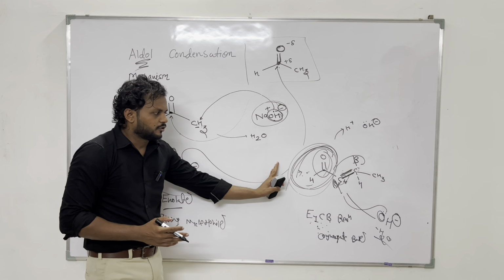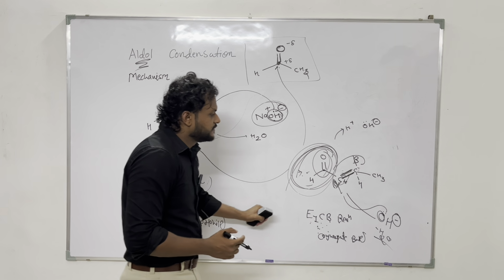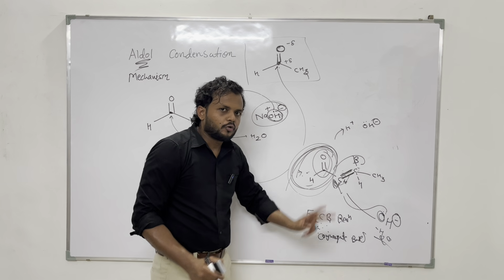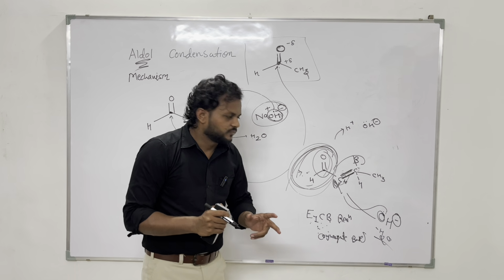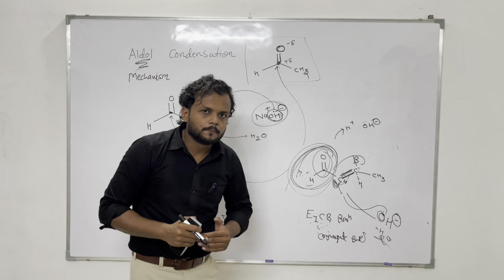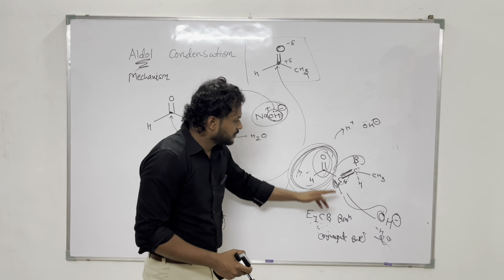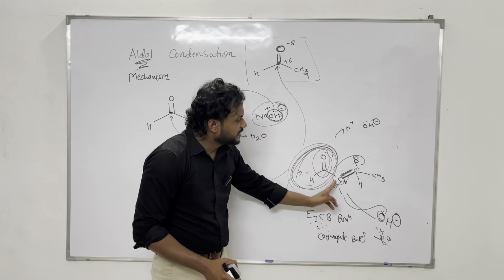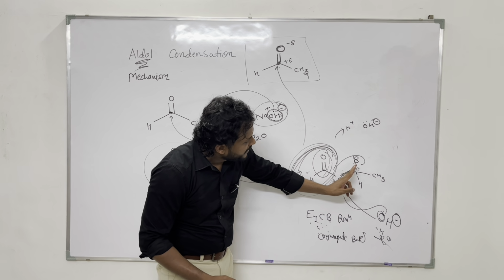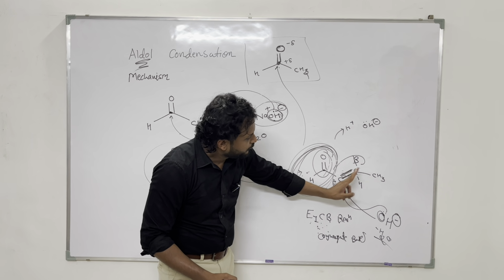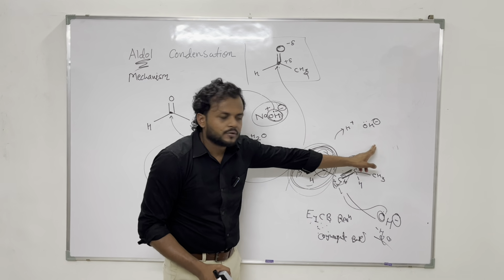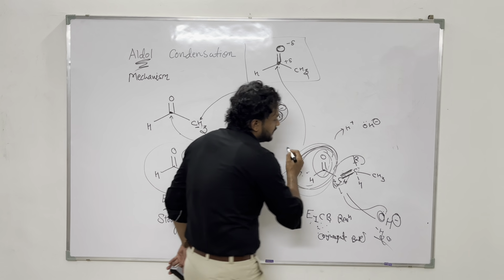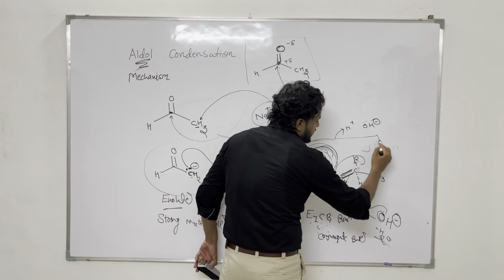So this is all about the aldol condensation reaction. Though OH is not a good leaving group, it has to leave because of the formation of this enolate conjugate base, and it makes that unsaturation over here, and that forces the OH to leave, and we end up with our final product.